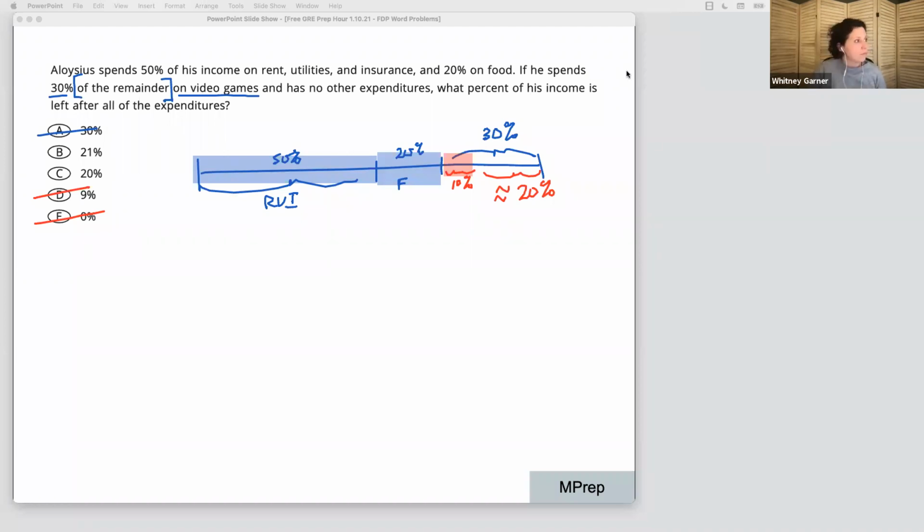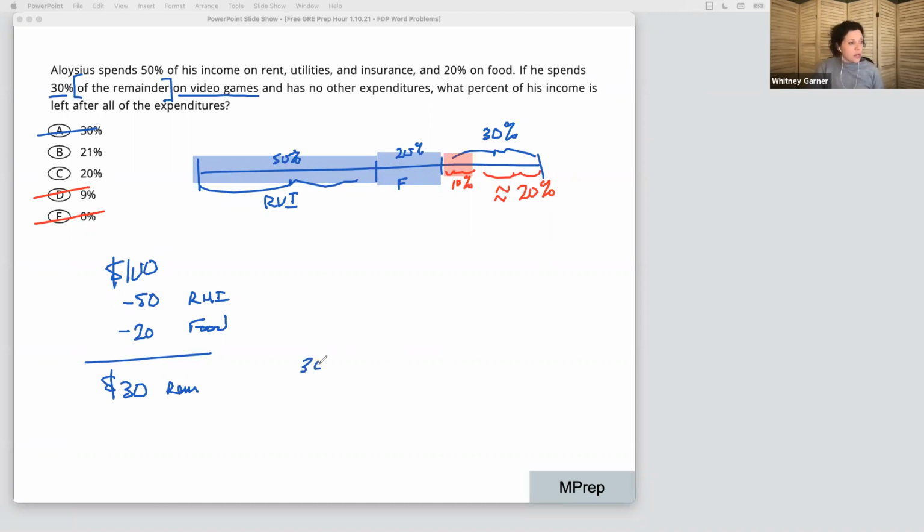Make them real money. There's no real dollars. So let's say he has $100. First he spends, and we're just going to subtract off what he spends. So first he spends $50 on rent, utilities, and income. And then he spends $20 on food. And then it says 30% of the remainder. So let's take this little subtracting thing first. We start at 100, take that off, take that off. Okay, so he's got $30 as the remainder, and he's going to take 30% of it.